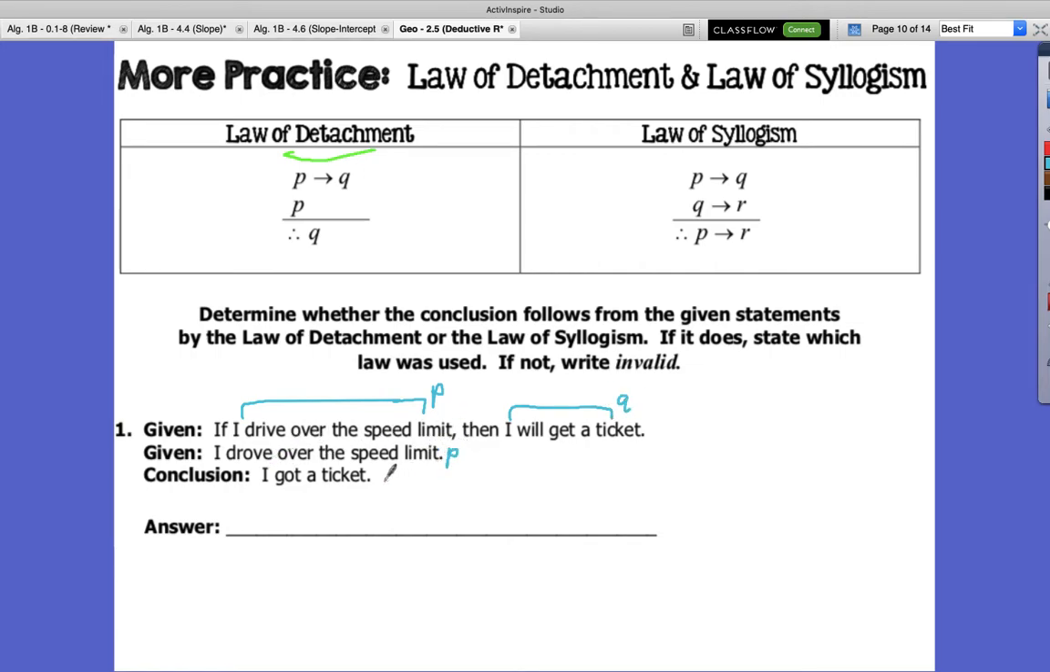That looks like P again. So let's look. This looks like so far, it's going to be like the law of detachment. We have if P then Q, and we have just P by itself detached or separated from Q. So I got a ticket. Does that follow Q? It does, in fact. So this is going to be the law of detachment.